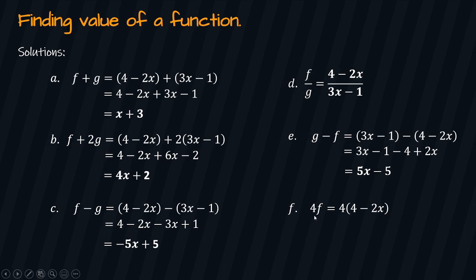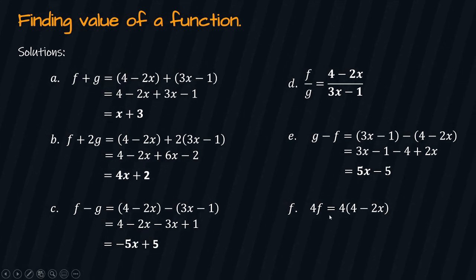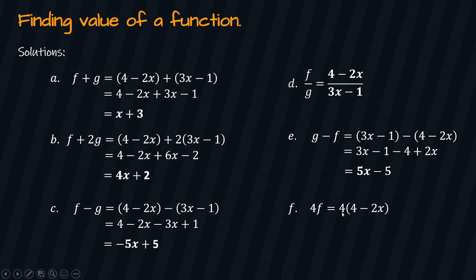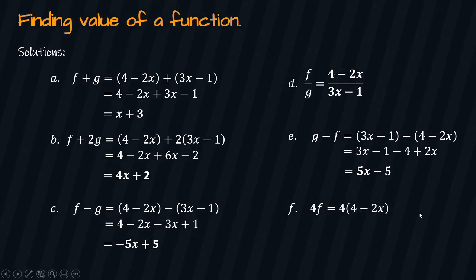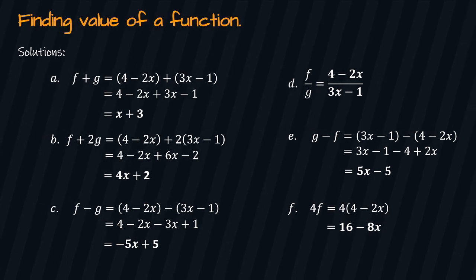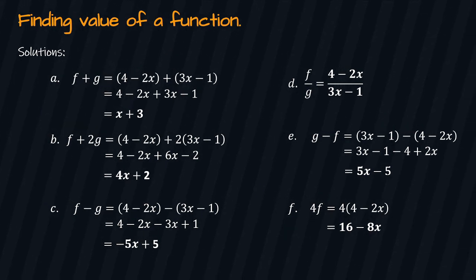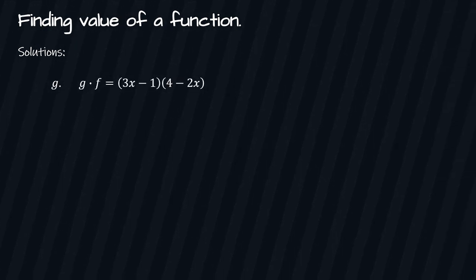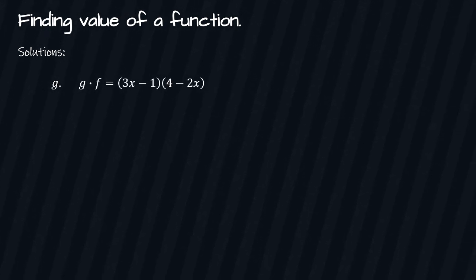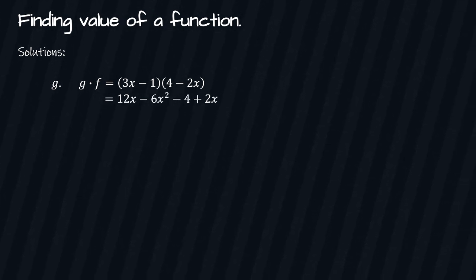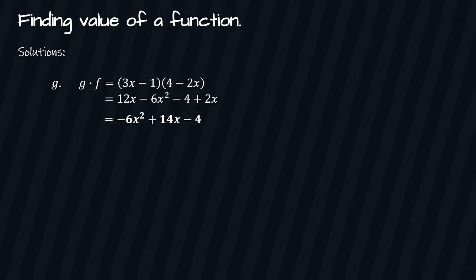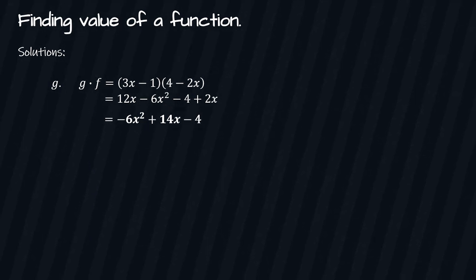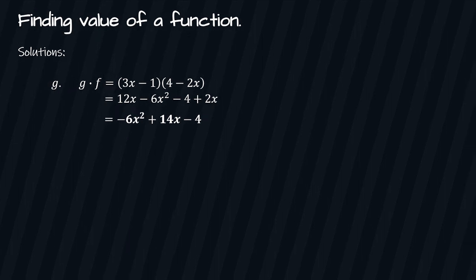Next, we have 4f, where 4 is of course a constant. So we have 4 times the value of f of x, which is 4 minus 2x. Therefore, 4f is equal to 16 minus 8x. Let us proceed to g times f, that is the quantity 3x minus 1 times the quantity 4 minus 2x. Multiplying terms, we simplify and get g times f equals negative 6x squared plus 14x minus 4.